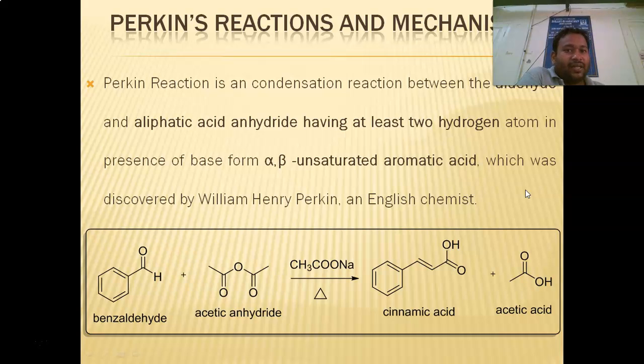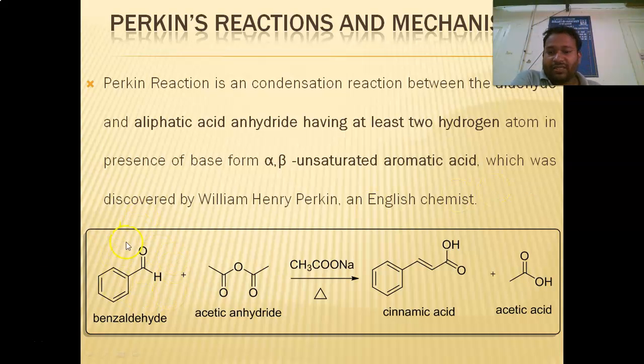I will repeat once again. The Perkin reaction is the condensation reaction between an aldehyde which contains no alpha hydrogen atom, and an aliphatic acid anhydride containing at least two alpha hydrogen atoms. In the presence of a base, it forms the alpha beta unsaturated aromatic acid. This reaction was given by Williamson Henry Perkin, an English chemist.